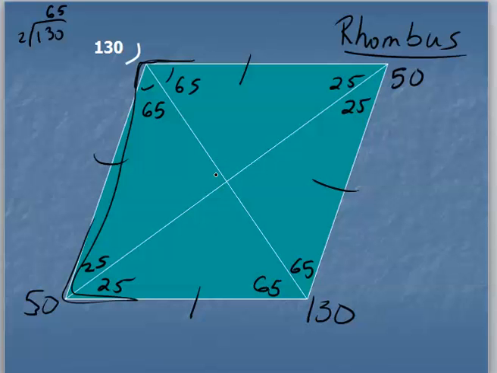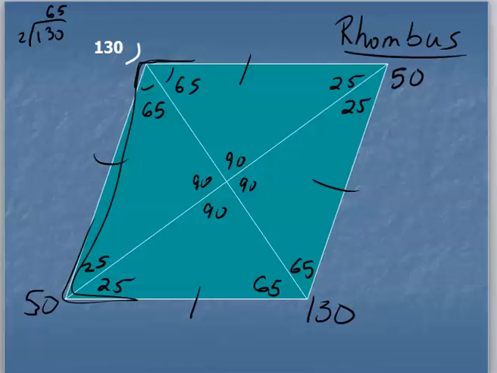To fill in the angles in the center, we'll use our 180 again. So we have 65, 25, and we need to get to 180. So 65 and 25 is 90, which means this is 90 degrees. That's also one of our properties. The diagonals are perpendicular to each other. So if you know it's a rhombus, you can fill in 90 degrees all the way around. Now, please note, these are not isosceles triangles. The triangles are isosceles if it's a rectangle.